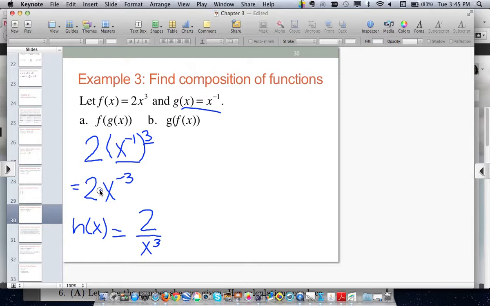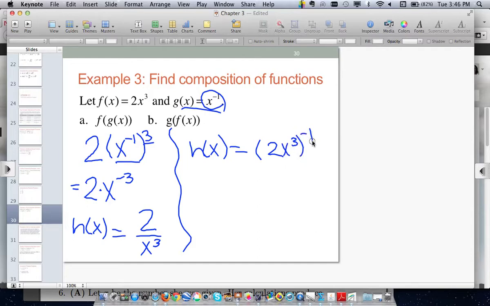All right, let's take a look at example B. This time, I'm saying that h of x is going to be equal to g of f of x. So my g of x formula is x to the negative 1. Well, in place of x, I'm going to put in whatever f of x says. So f of x is 2x to the third. So that's being taken to the negative 1.